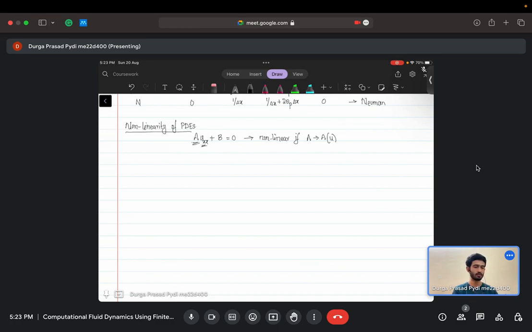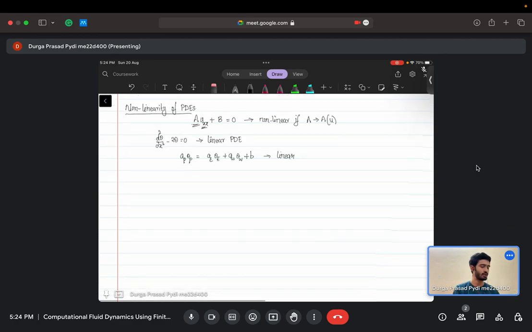So in our particular case, these are all constants. So a is essentially a constant, so it's a linear PDE. So our particular equation d square theta by dx square minus 2 theta equal to 0 is a linear PDE. Now when it comes to the discretized equation, our equations are of the form AP theta p equals AE theta east plus A west theta west plus b. So this is again linear. So our PDE as well as our discretized equations both are linear in nature, so we don't have to worry much about them.